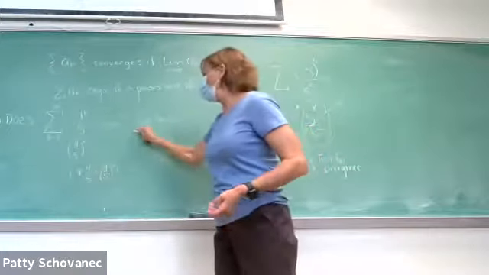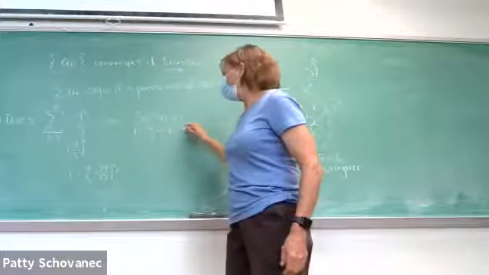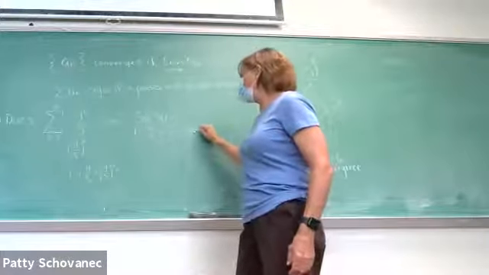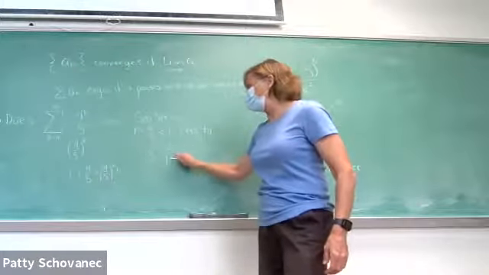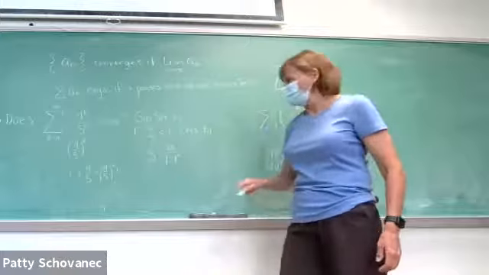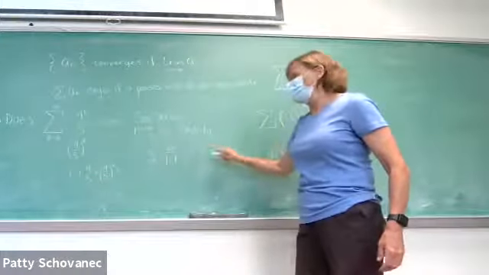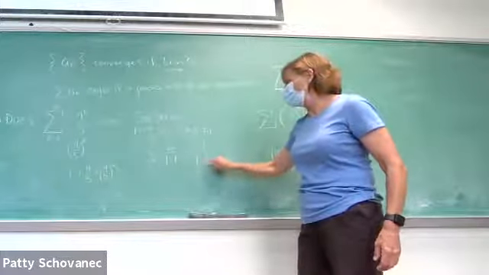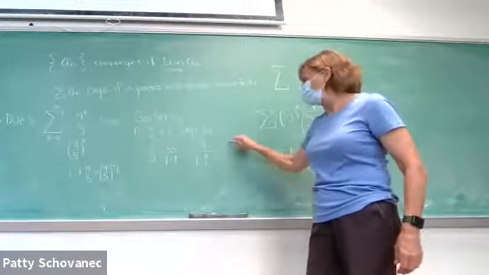R is the 4/5. It's smaller than 1, so it converges to the sum of A over 1 minus R. A is the first term, so it's 1 over 1 minus 4/5. So it's 1 over 1/5. This thing converges to 5.